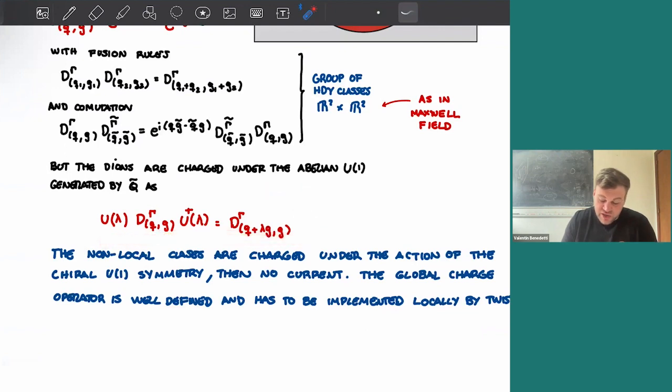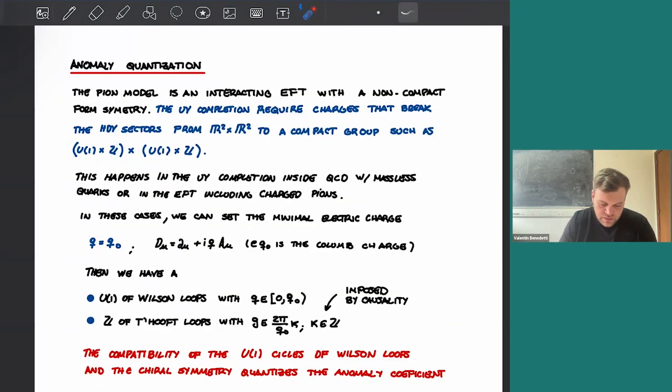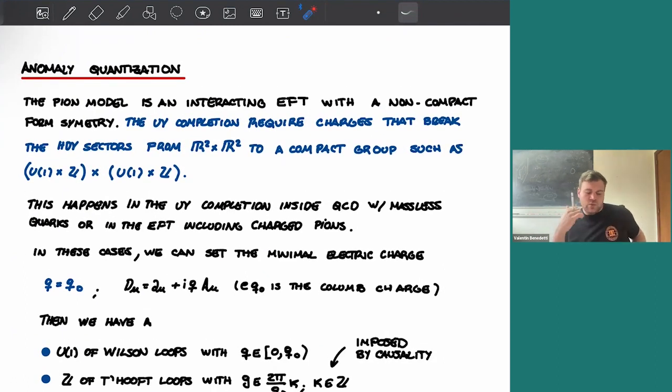So the non-local charge being charged under the action of this chiral U(1) symmetry implies and justifies the existence of no Noether current for this symmetry. However, the global charge operator is well defined, and the symmetry can be implemented locally by twist operators, and one can check that they implement the symmetry correctly. But a more interesting consequence of this idea is that one is able to recover the quantization of the ABJ anomaly coefficient from this fact.